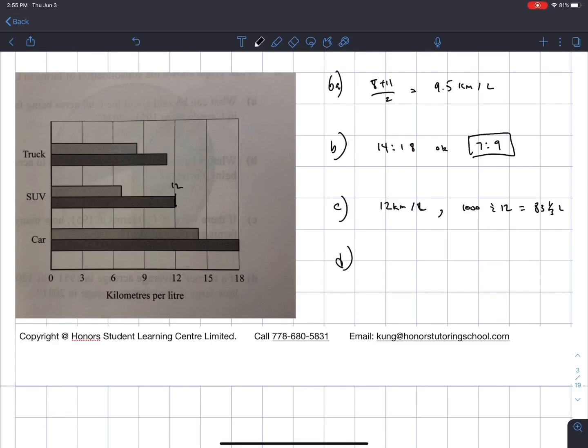How far could a car travel in the city on 100 liters of gasoline? In the city, a car can travel 14 km per liter. So we have 100 liters, and we can just multiply this. We get 1,400 km.